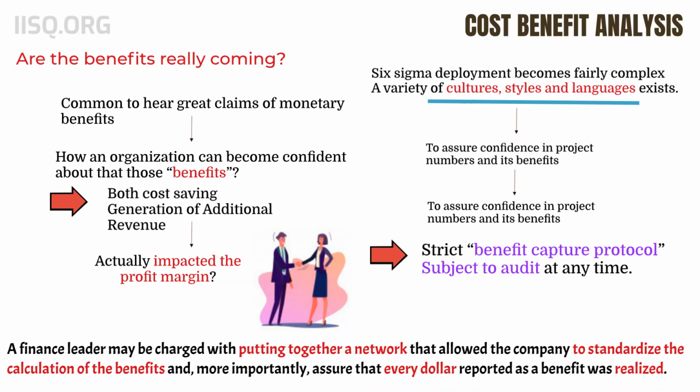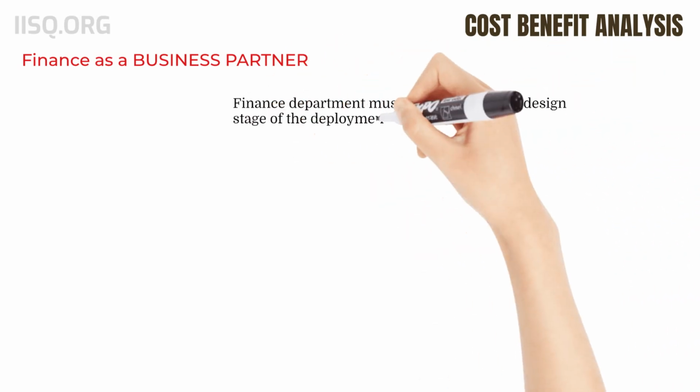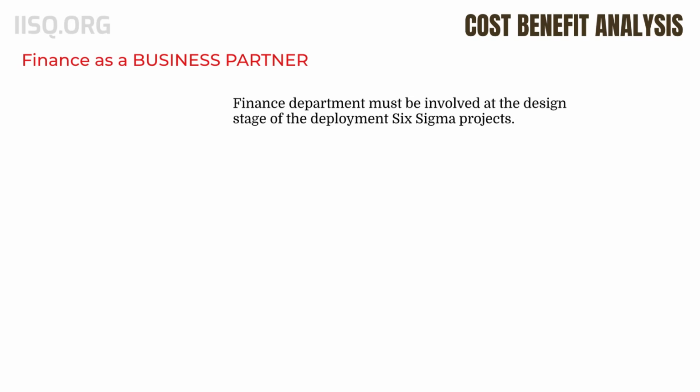Therefore, for Six Sigma projects to be successful, it is worthwhile to consider the finance department as a business partner. The key decision, at the design stage of the deployment, must be to involve the finance in the Six Sigma projects from the very beginning.